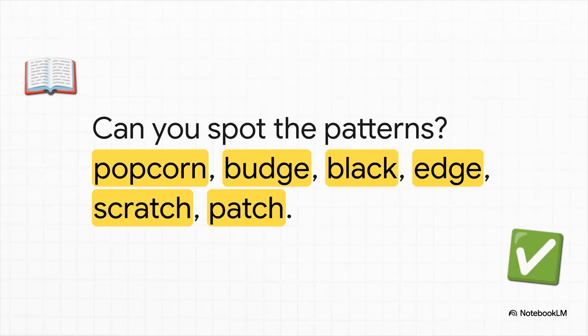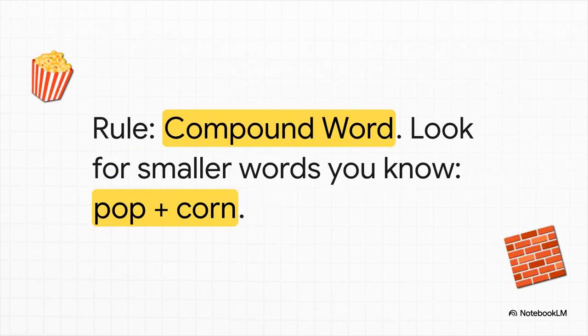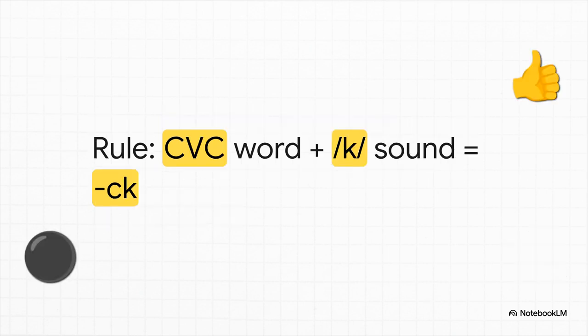So this passage right here, this is our proving ground. A few minutes ago, this might have looked like a total minefield of weird spellings, but now we can see the system behind it all. These aren't just random words, they're puzzles we can actually solve. Let's break down some of the tricky ones. First up, popcorn. What's the first thing we do? We look for the little words inside the big word. And bingo! Pop and corn. It's just a compound word. Simple. Let's keep going.